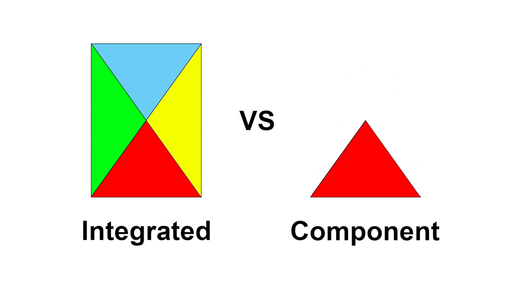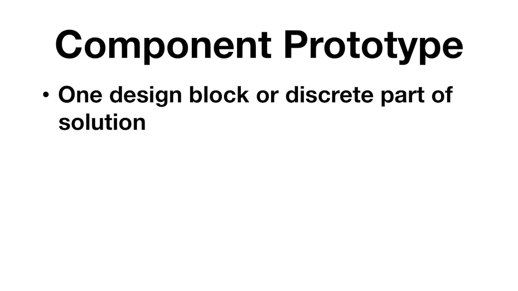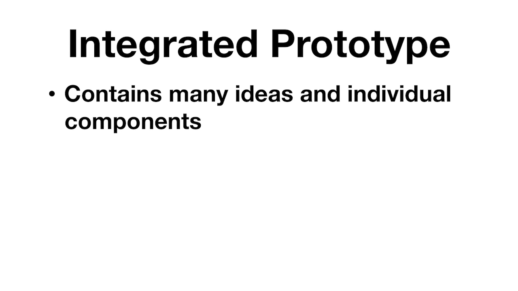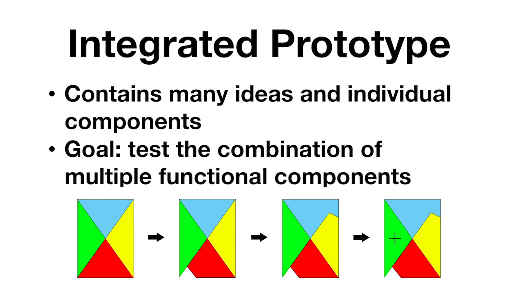Another decision your design team will need to make is whether to build a component-based or integrated prototype. A component prototype has one design block or discrete part of your solution in it. And the goal of this prototype is to isolate this individual aspect to focus on its evolution. A team can iterate on one component in their design. An integrated prototype is one which contains the combination of many ideas and individual components. And the goal of this prototype is to test the combination of multiple functional components.